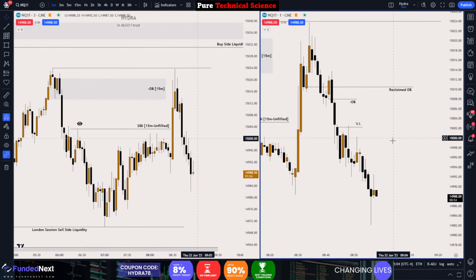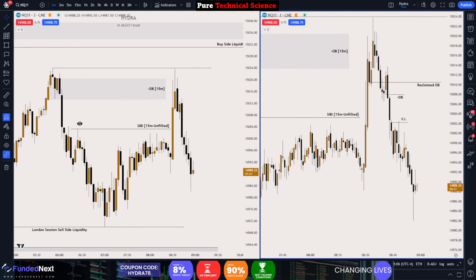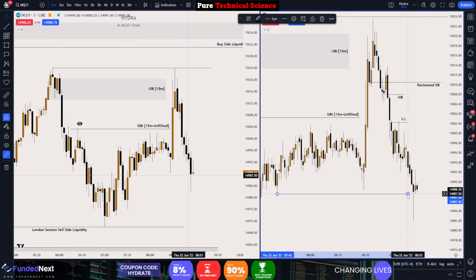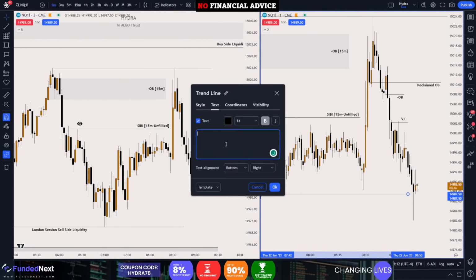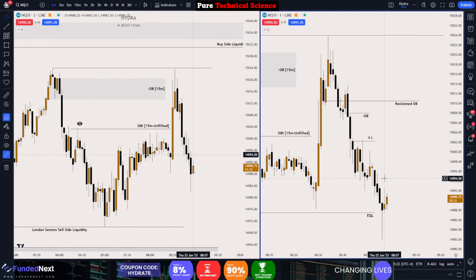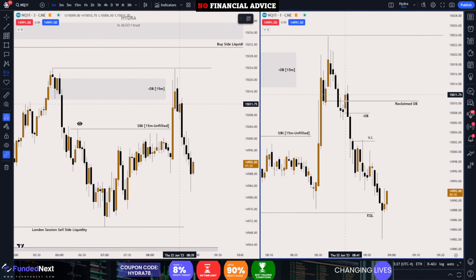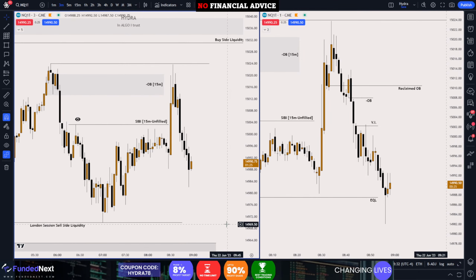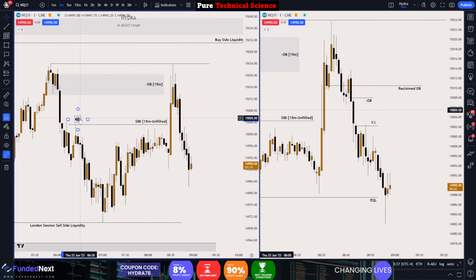So that's a beautiful setup that we tape read live. There was a relative equal low, drawn liquidity. Look at the other charts. Look at ES. I'm going to be talking about the ES a little bit now because of the delivery. It's interesting price action. Our drawn liquidity right now is these relative equal lows.